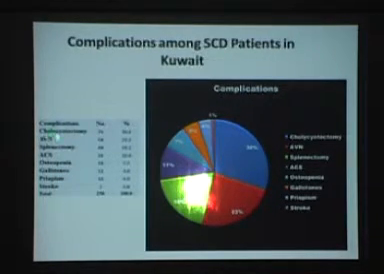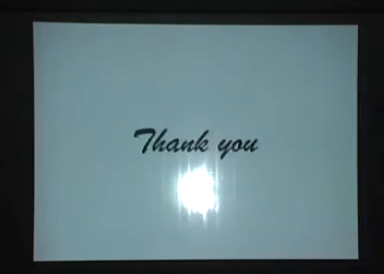So osteonecrosis is very common. Some of them have splenectomies because of recurrent sequestration. We do see few acute chest syndrome, but not as severe as in other places. And then stroke and priapism are very uncommon. So that's my last slide, and thank you very much for your attention.